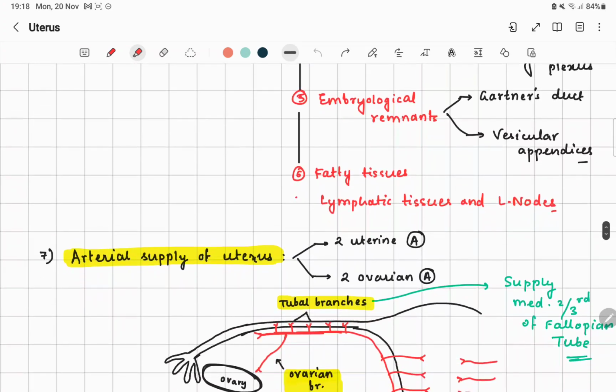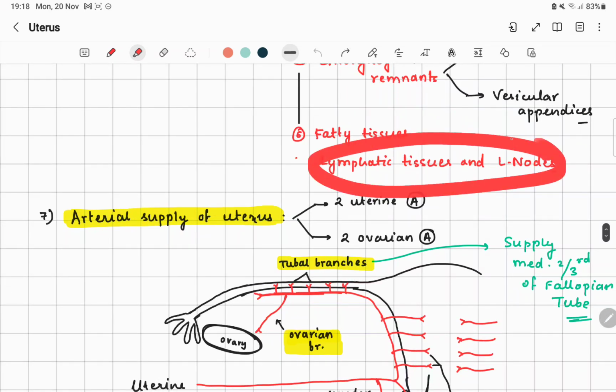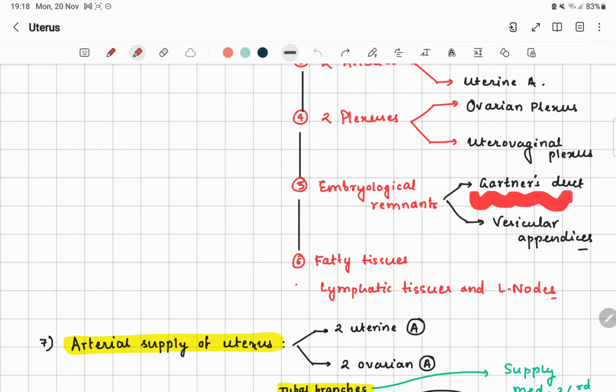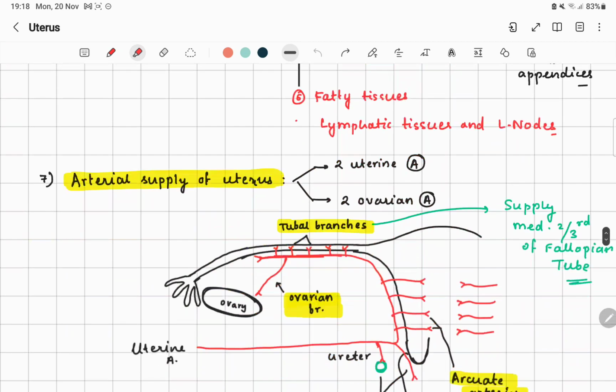Vesicular appendices. So we have an appendix, that is the vermiform appendix, that is in the abdomen, and we have a vesicular appendix also. So that is that. And your fatty tissues and lymphatic tissues and lymph nodes. So two embryological remnants which you have to remember are your Gartner's duct and your vesicular appendix, and two plexuses, ovarian plexus and uterovaginal plexus.